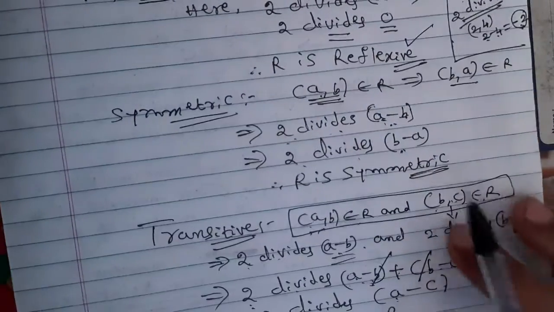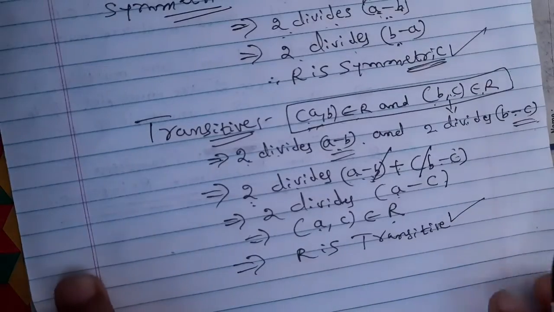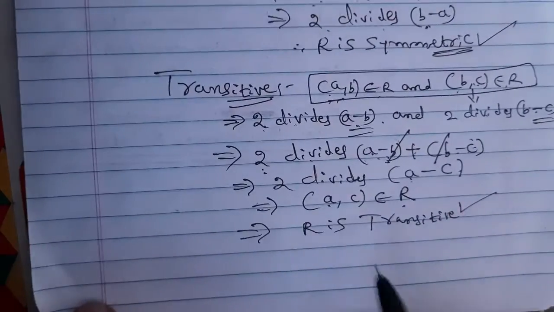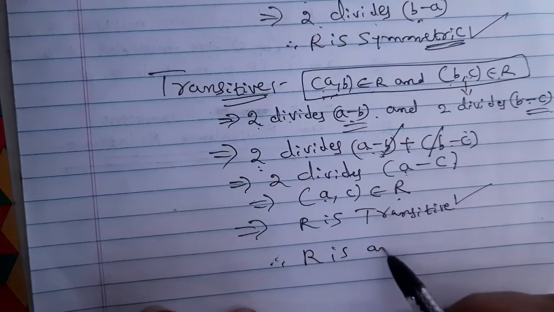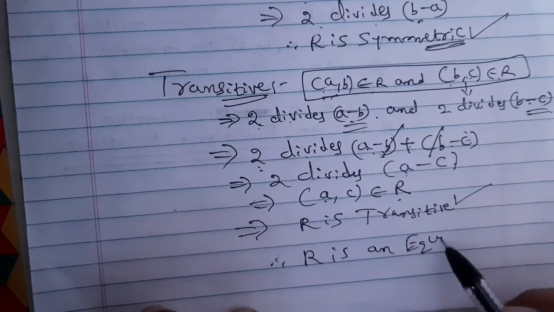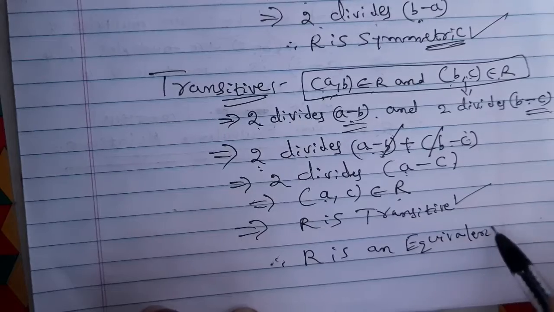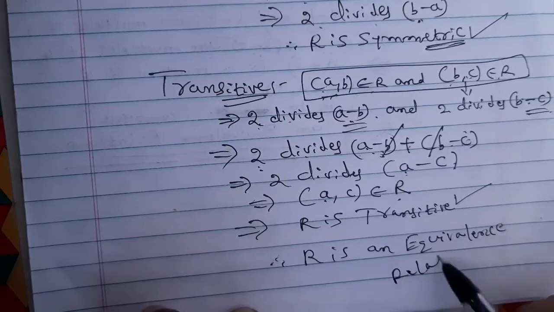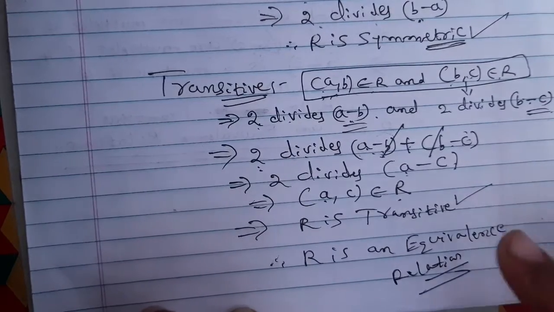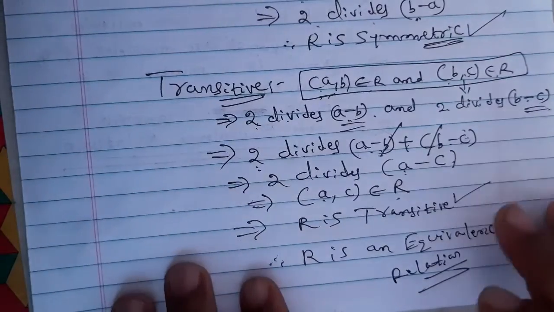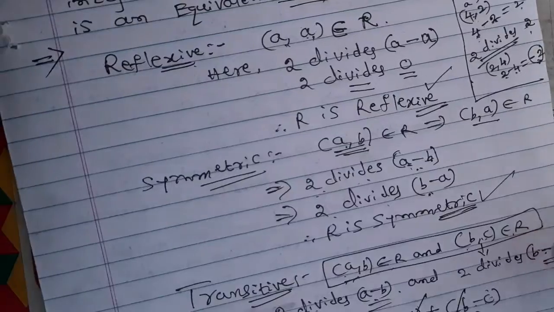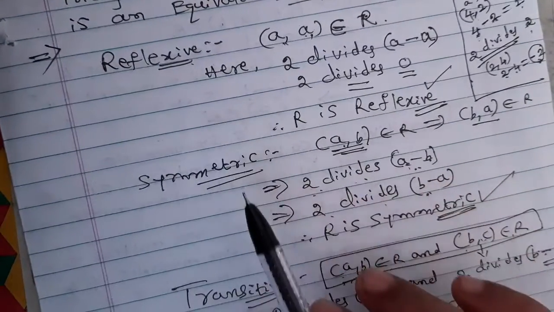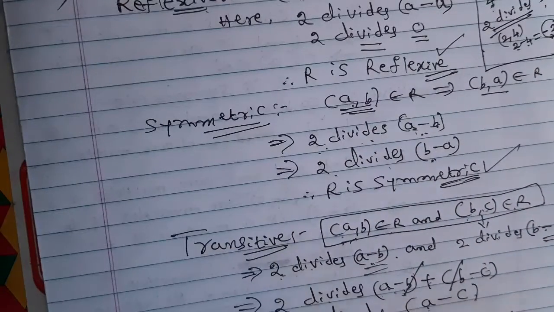So it is reflexive, symmetric, transitive. So it satisfies all. Therefore, R is an equivalence relation. See here, R is an equivalence relation. A very important example for a 3 marks question. So you go through this video. Reflexive, symmetric, and it is transitive.